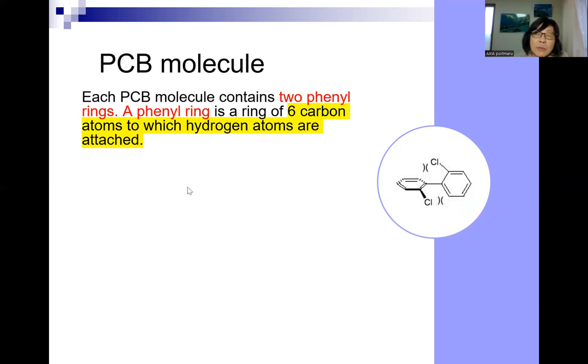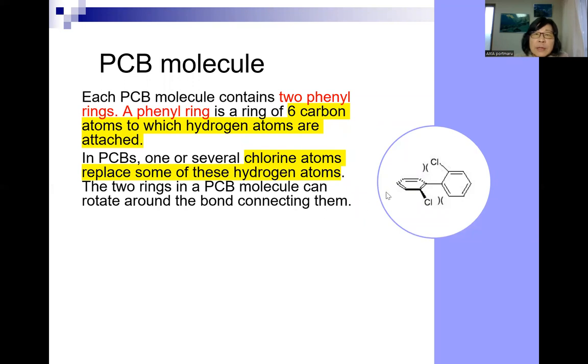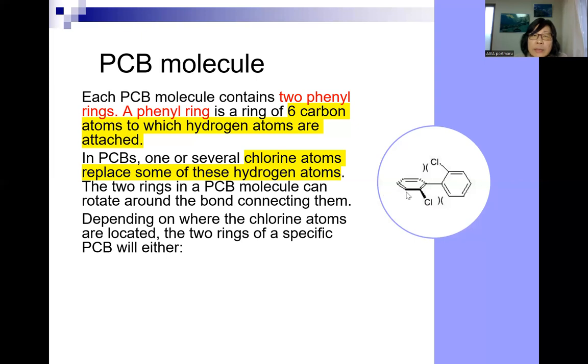This is the PCB molecule. Each PCB molecule contains two phenyl rings, this ring and another ring. A phenyl ring is a ring of 6 carbon atoms. 1, 2, 3, 4, 5, 6. In this, at each edge, we have the carbon to which hydrogen atoms are attached. So hydrogen, hydrogen, hydrogen, hydrogen, hydrogen, hydrogen. In PCBs, one or several chlorine atoms replace some of these hydrogen atoms. For example, here, instead of hydrogen, there is chlorine. Here is also chlorine instead of hydrogen. The two rings in a PCB molecule can rotate around the bond connecting them.